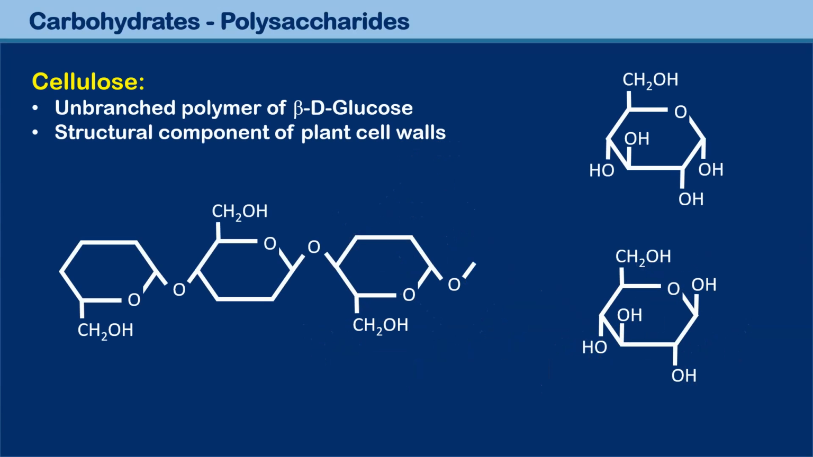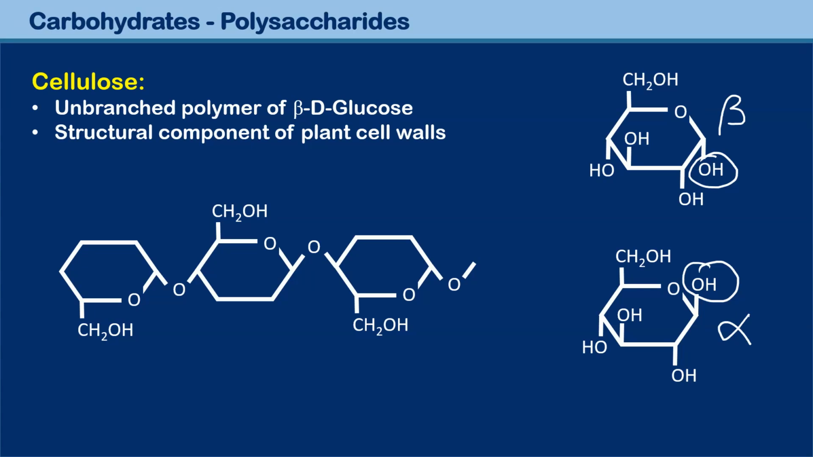And what is the difference now? How are alpha and beta glucose different? In this one over here, when the OH is pointing downwards, then this is beta glucose. And when the OH over here is pointing upwards, then this one is alpha glucose. No, now I messed it up.